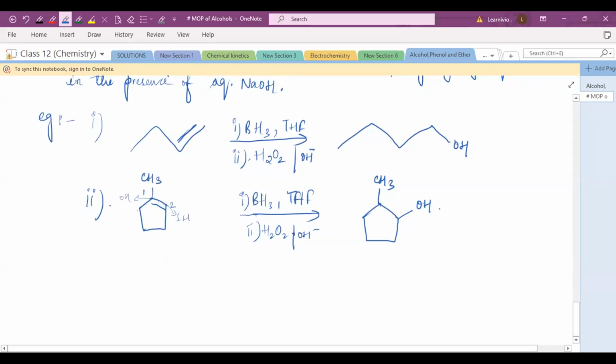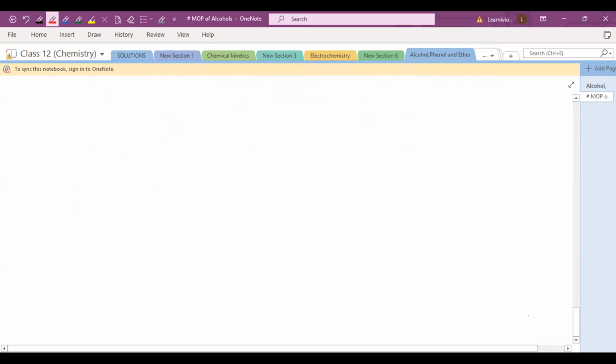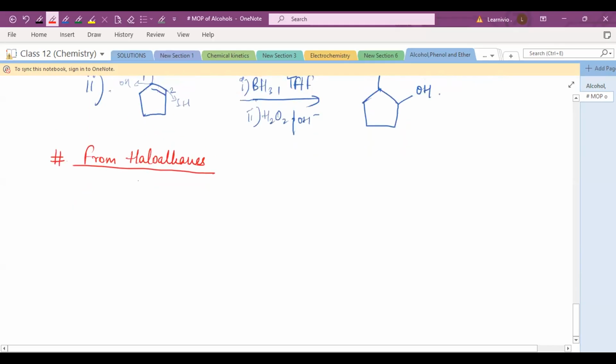Okay, so that was from the alkene. So from alkene, we can prepare the alcohol by two methods: by acid catalyzed reaction, and the second one is by hydroboration oxidation reaction. Now the second method of preparation is from alkyl halide. You can also write haloalkane, alkyl haloalkanes. Yeah, so that's very simple.